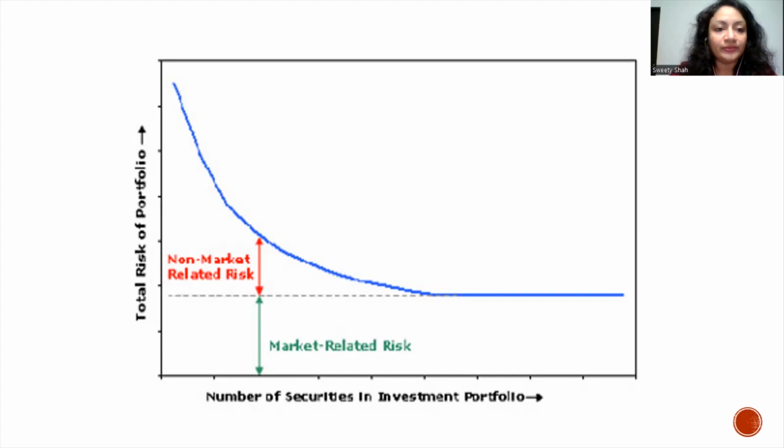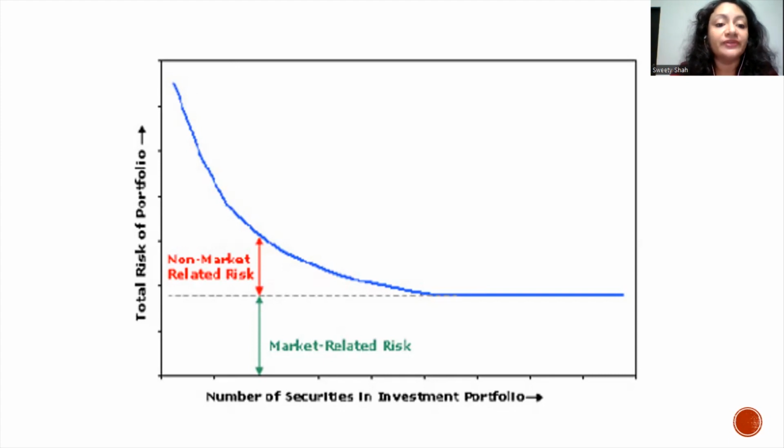But at the same point of time, the downward sloping line that you can see is representing the unsystematic risk, the non-market related risk. This is business-specific risk. This is firm-specific risk. And this particular risk can be reduced. And how can it be reduced?